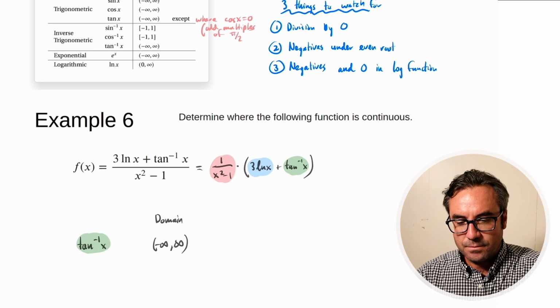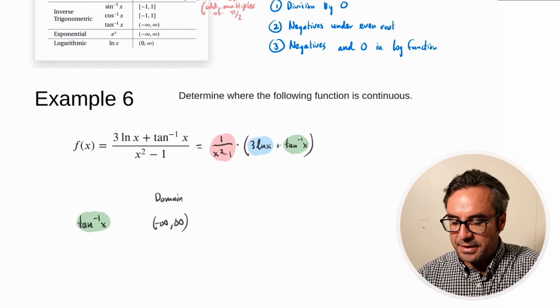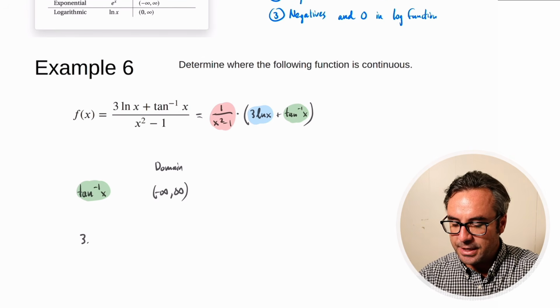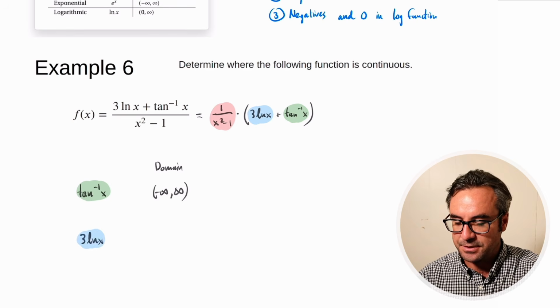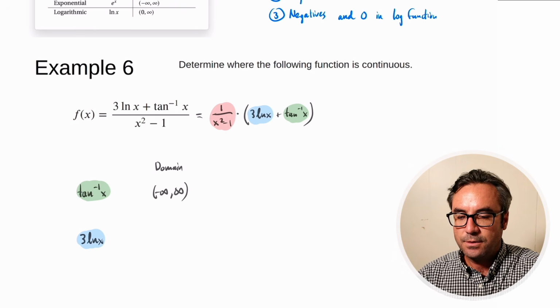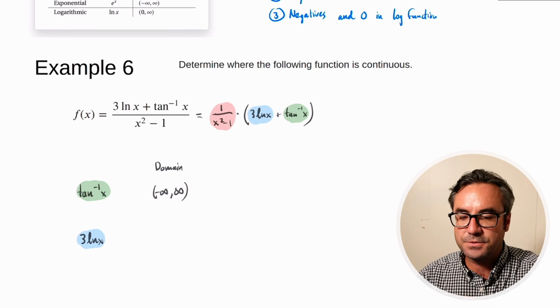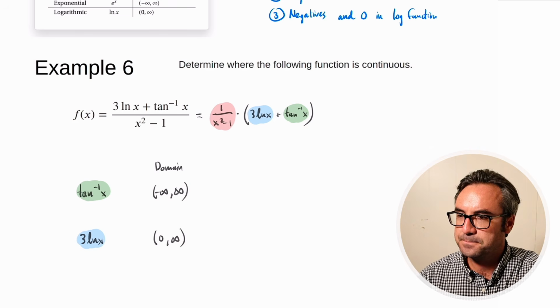So let's go to the next piece. 3 times natural log. Well, that multiplication by 3 isn't going to change anything, so we're really just looking at natural log x. That's really where our main focus is here. So what's the domain of natural log x? Well, if we go back up to our table, there it is. The open interval 0 to infinity.